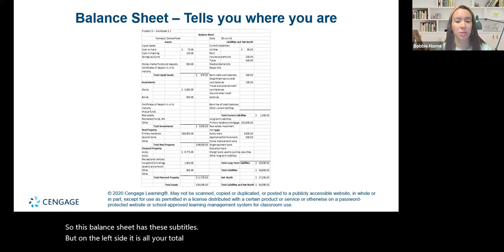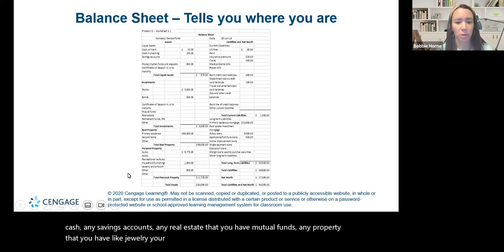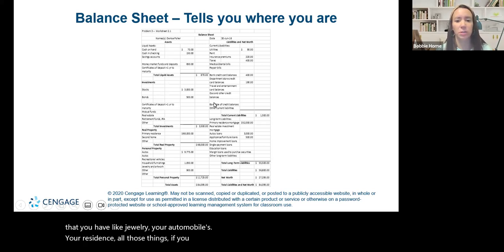So assets are items that you own, like cash, any savings accounts, any real estate that you have, mutual funds, any property that you have, like jewelry, your automobile, your home, your residence, all those things, if you have stocks or bonds. Then over here is your liabilities and your net worth.